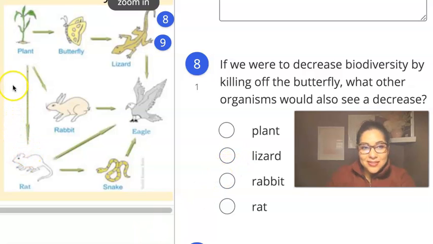So in this food web, what you see is transfer of energy. That's what the arrows are showing you. So the energy in the plant goes into the butterfly as the butterfly consumes the plant. And the energy of the butterfly will go inside the lizard because the lizard would eat or consume the butterfly. So the organism that would be most affected by the death of the butterflies would be the lizards.